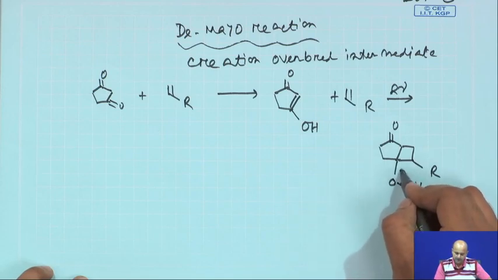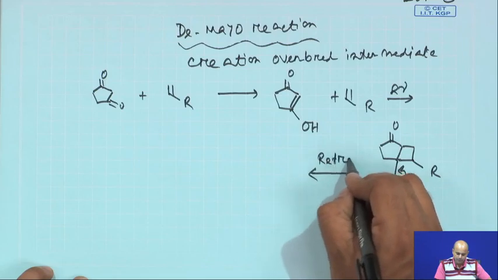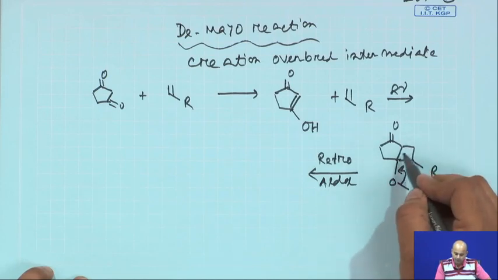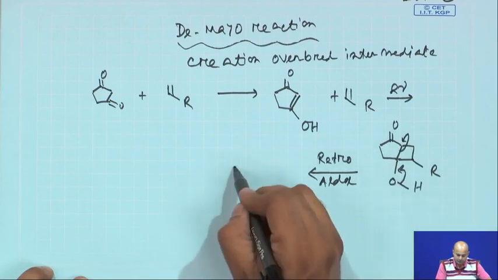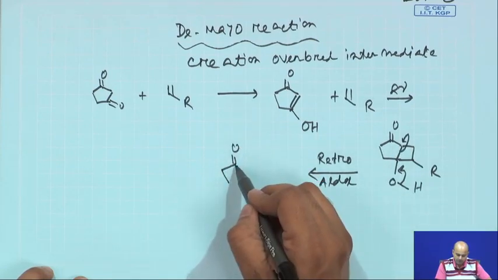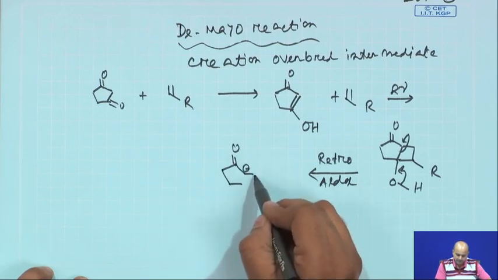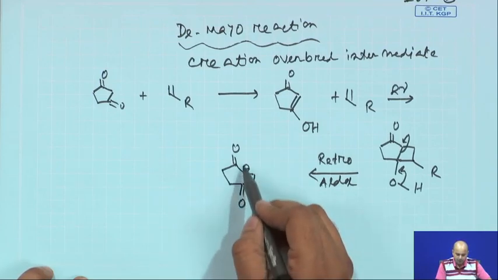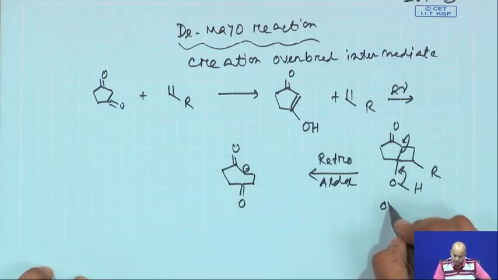Now, as I said, this overbred intermediate will tend to open up through a retro-aldol pathway. It will open up only in this way, because that will give you the stable carbanion, with the negative charge here, and then the C=O double bond. So, now the newly created ring is a 7-membered ring. So, this is your overbred.